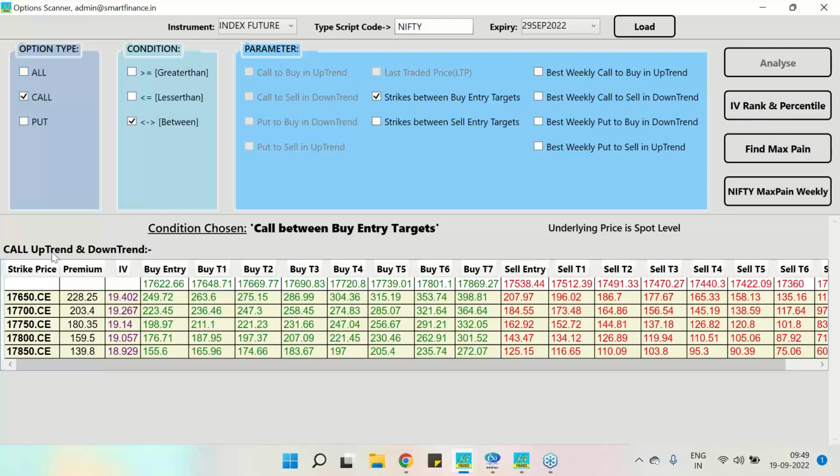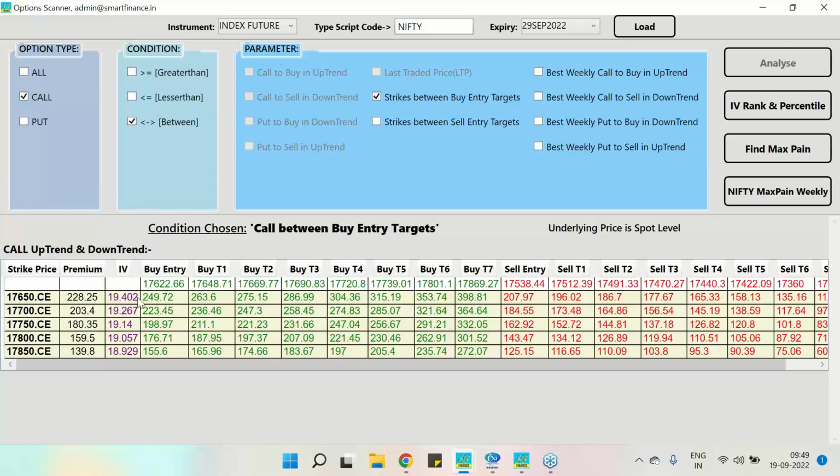So now we can see the results. This is the buy entry from T1 to T7. So these are the strikes. From here we can see where we can buy and get the profit, at these levels which are there.